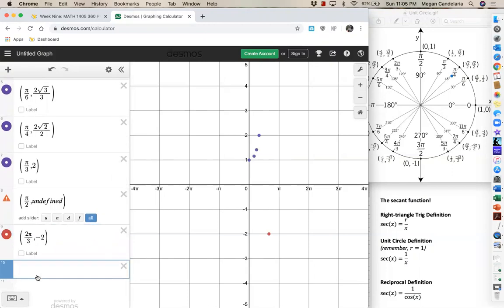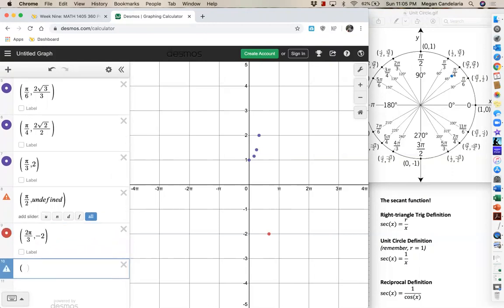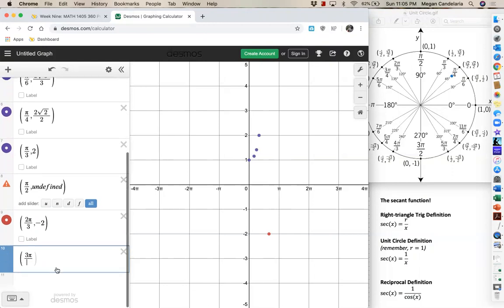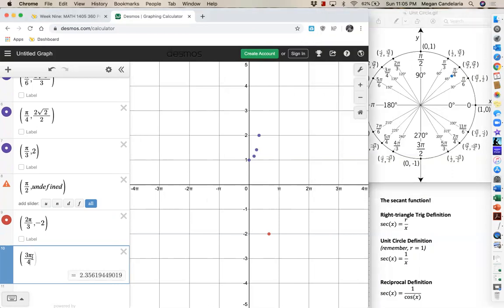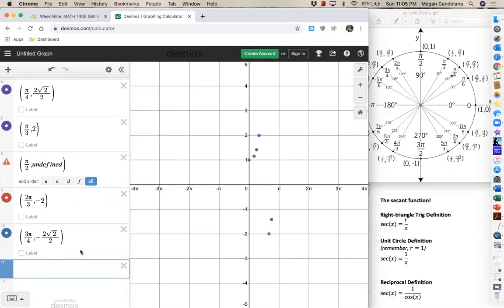All right. So next, we have 3 pi over 4. And looking again at our x value, it is negative square root of 2 over 2. Reciprocating that gives us 2 over negative square root of 2. And when we rationalize that, we get negative 2 square root of 2 over 2. So there's our next point there. All right, let's just do a couple more.